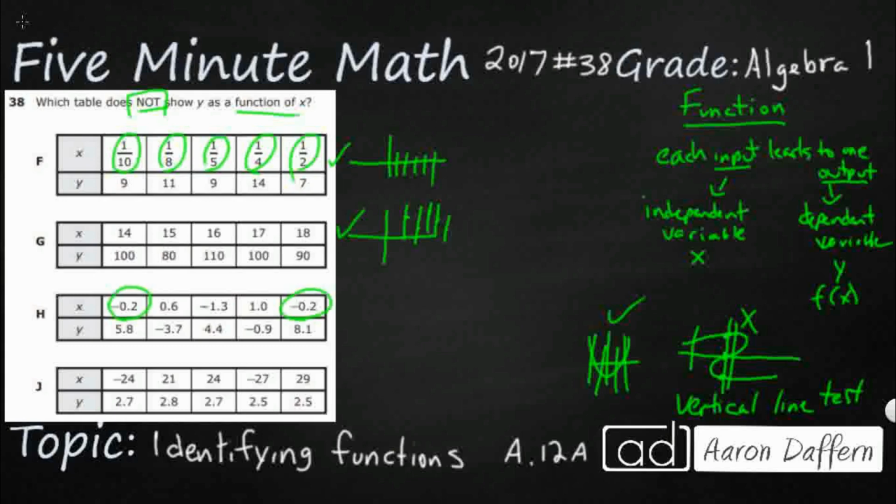I'm just looking at the x values. I see a repeat there. I look at my negative 0.02, and it leads to 5.8, and it leads to 8.1. So look, that's going to break my vertical line test because I've got one input leading to 2 separate outputs, and it can only lead to one output. And then there's no repeats here. Negative 24 and 24 are different. So my answer here is H.